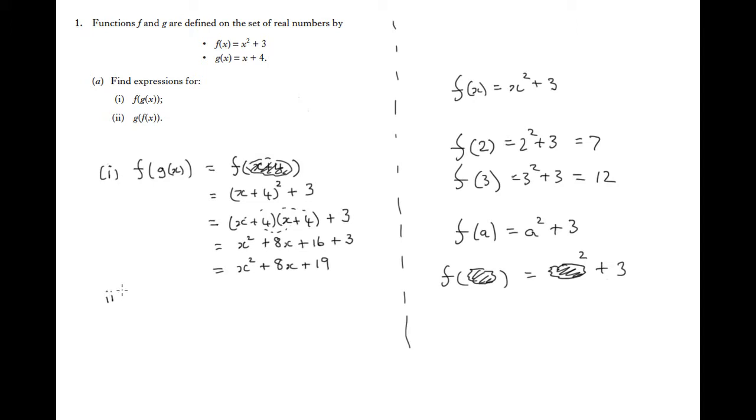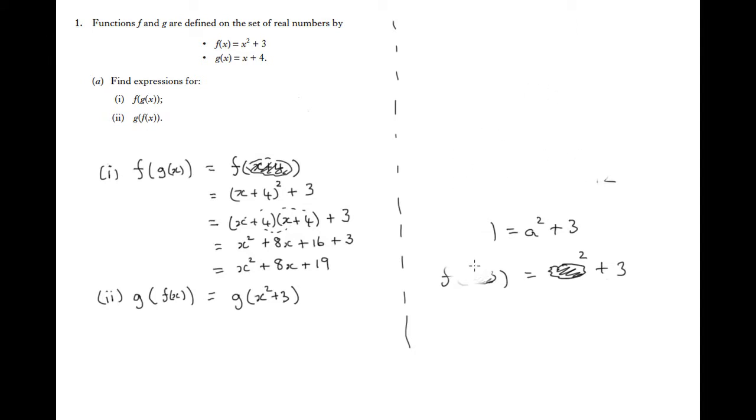And the second one, doing it the other way around, this time into g you're putting f of x. And what is f of x? It's x squared plus 3. So into the function g goes x squared plus 3. Now let's get rid of all this rubbish and let's see what g does.